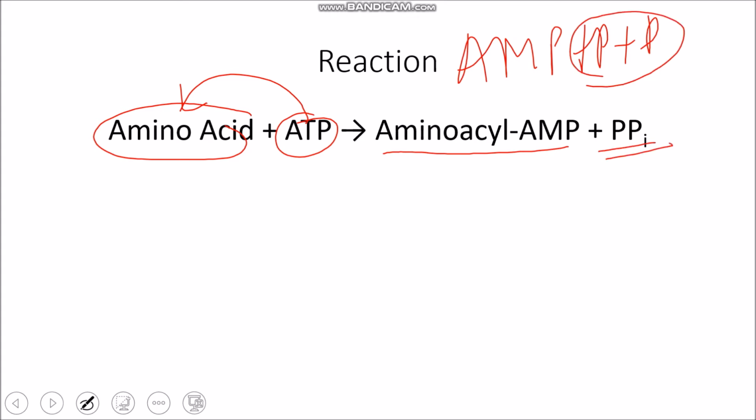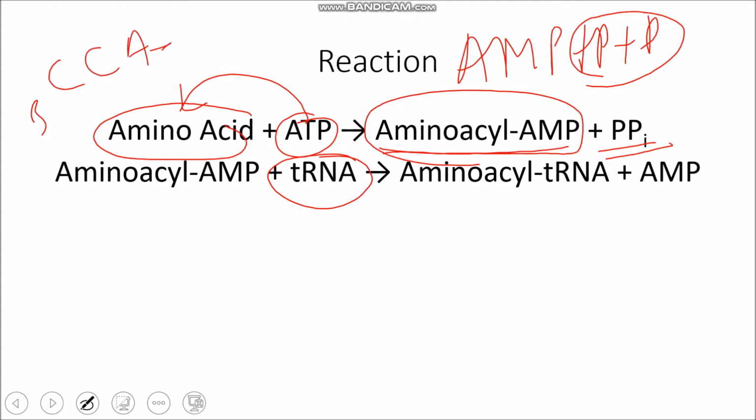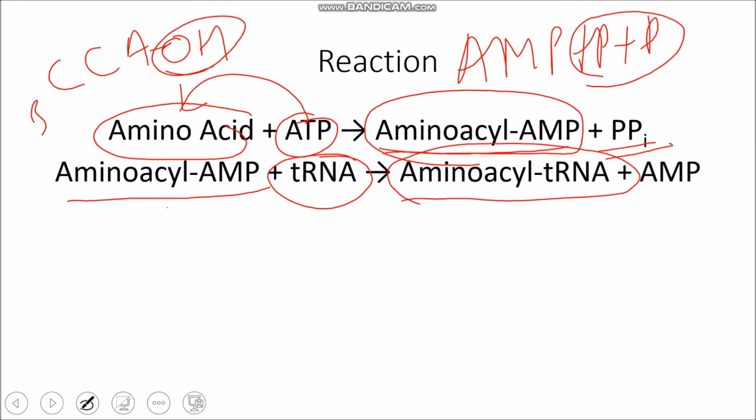This is aminoacylation of ATP. The second reaction is where this aminoacyl AMP reacts with tRNA. On tRNA, I have told you, at the 3' end we have C, C, A, and A is the 3' end, which has an OH. The aminoacyl AMP reacts with this OH, the amino acid is added to the tRNA, and the AMP is free. So the overall reaction is like that.